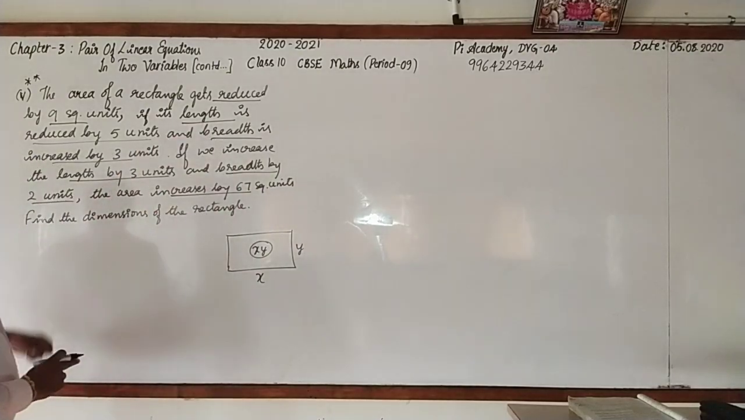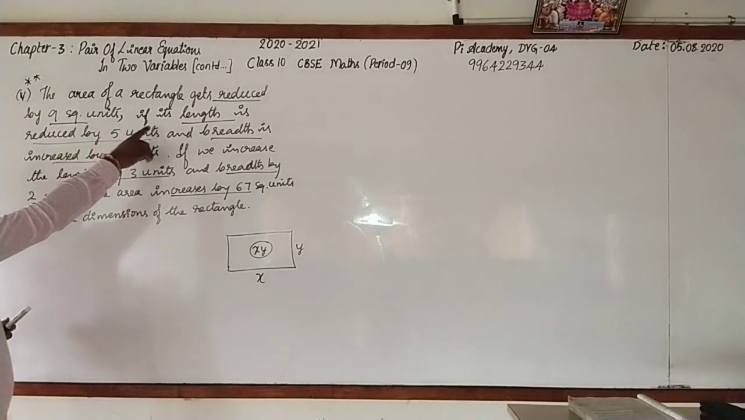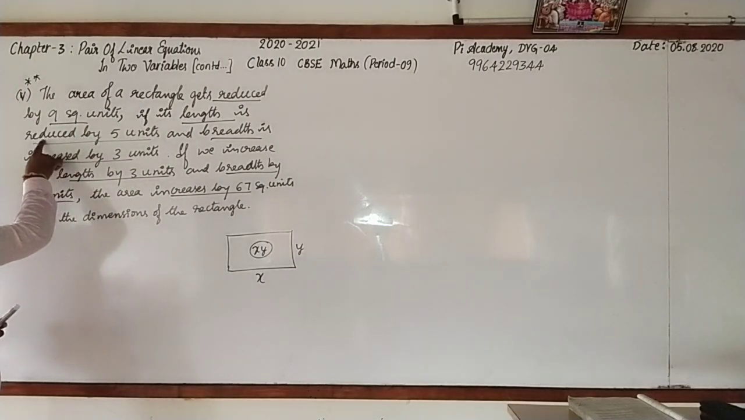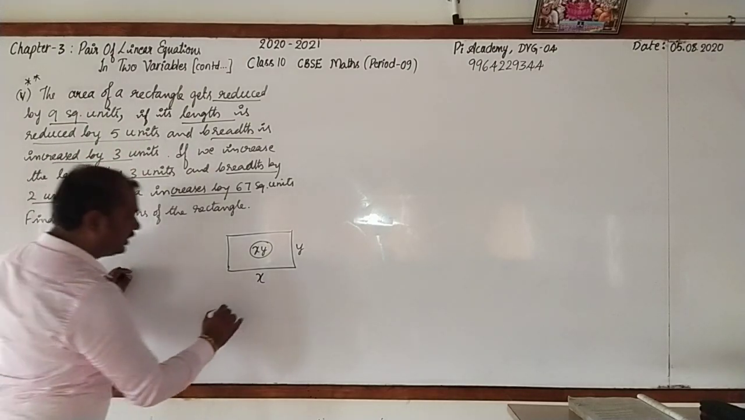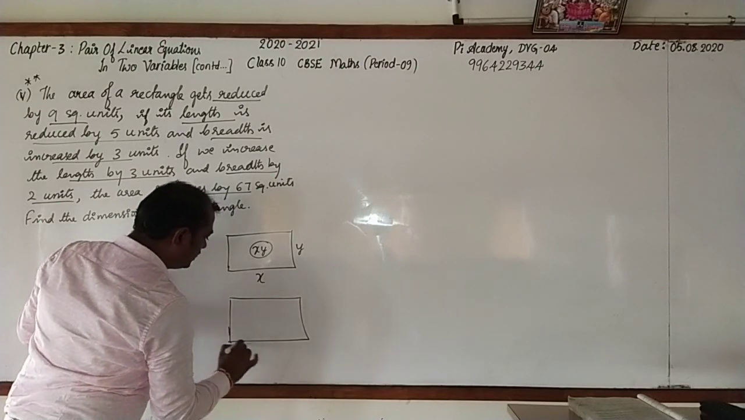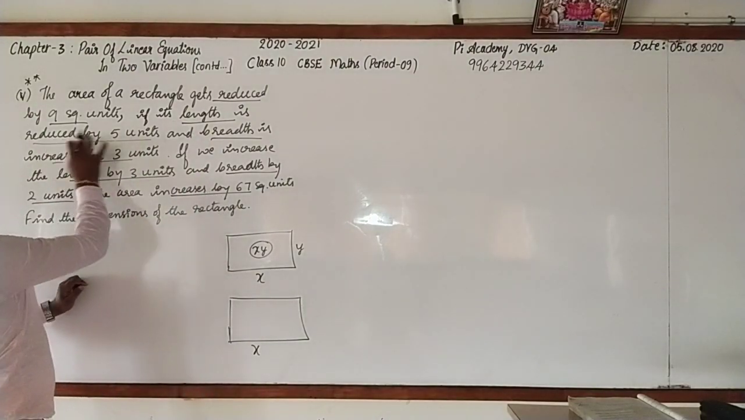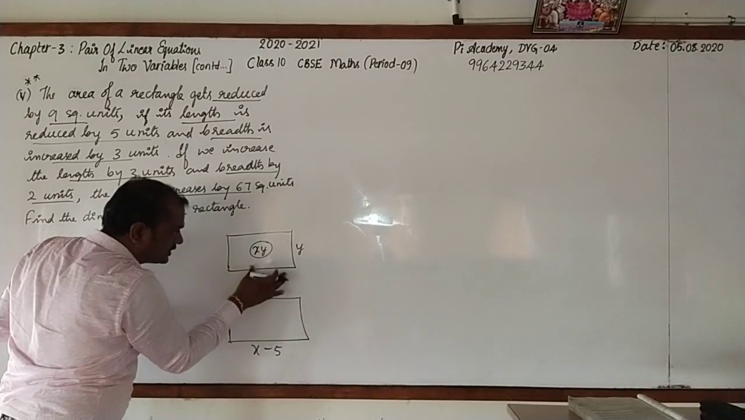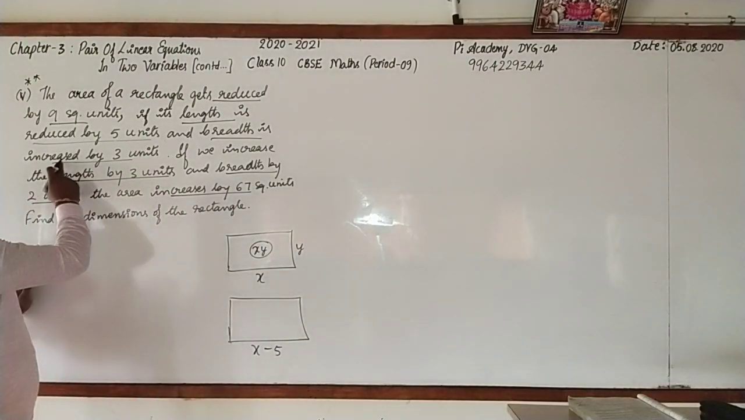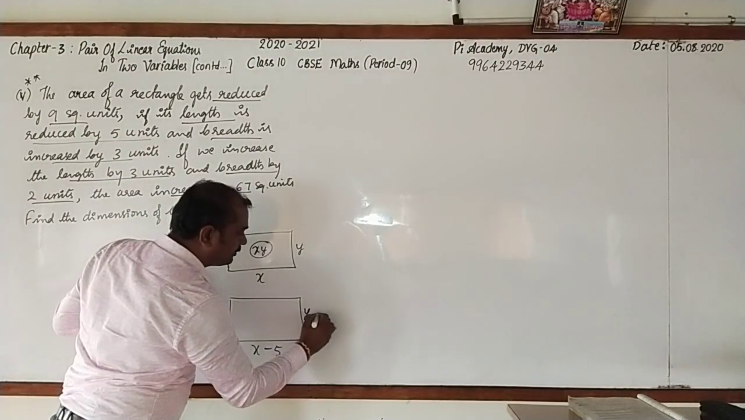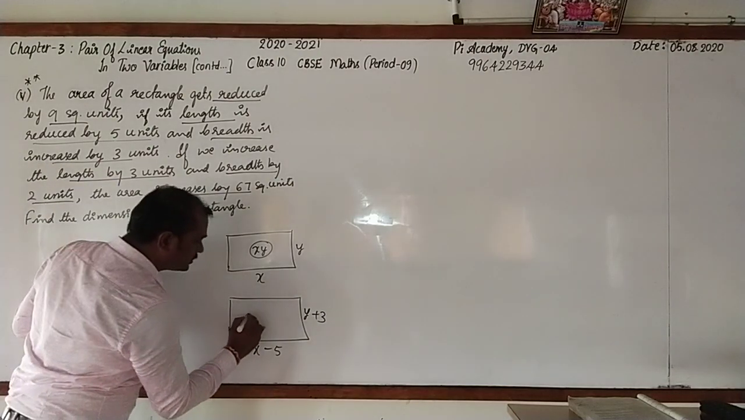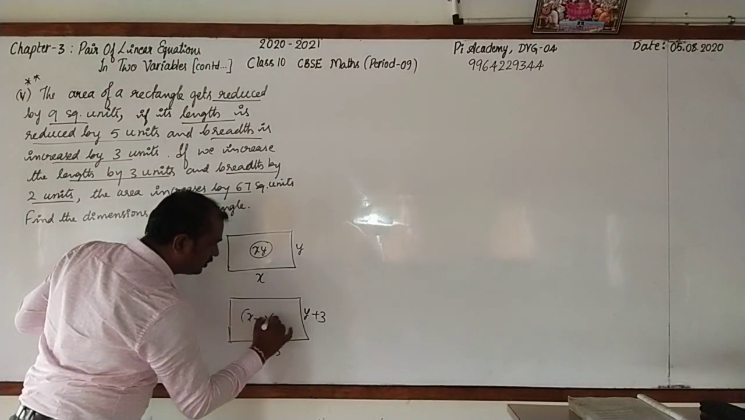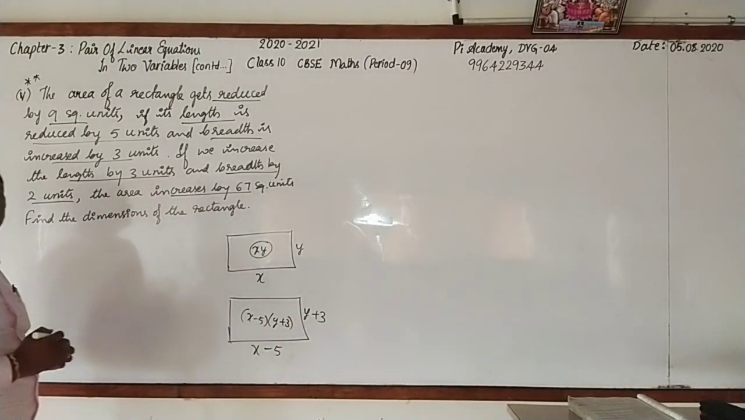Here there are two situations. In the first situation, the area of a rectangle gets reduced by 9 square units if length is reduced by 5 units and breadth is increased by 3 units. Look here. Here again I am going to take that length. Length is reduced by 5 units, lesser than this one. And breadth increases by 3 units, so y plus 3. Clear? Then what will be the area? This will be x minus 5 into y plus 3. Hope that you have understood.